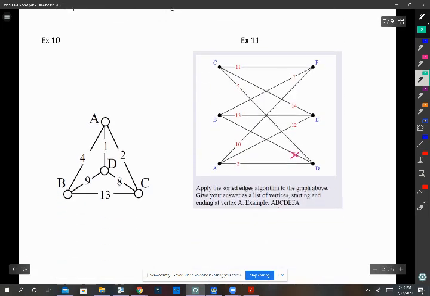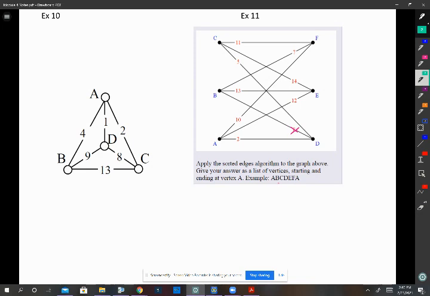So if I look at example 10, I just look at my picture and I say, well, the cheapest route is here. My next cheapest route is here. The next cheapest route is 4, but I already have 2 lines coming off of A, so A is now done. The next cheapest route is 8, but that would close my circuit without making it to B. And so I really have no other choice. The next cheapest route is to B. And then I have to close it, so I'm going to go to C.